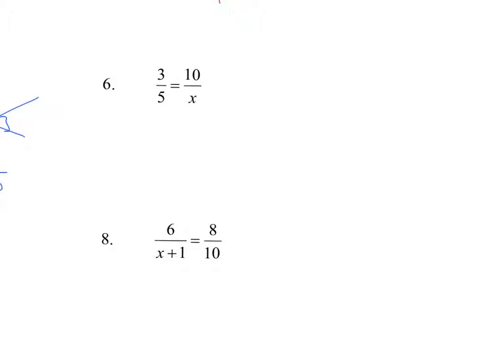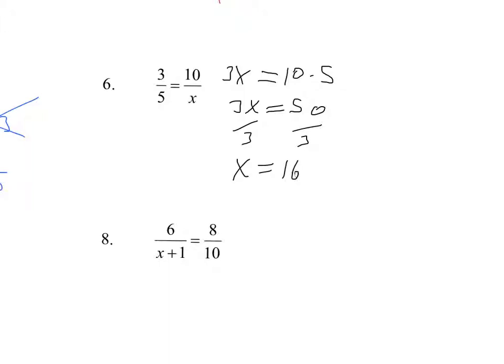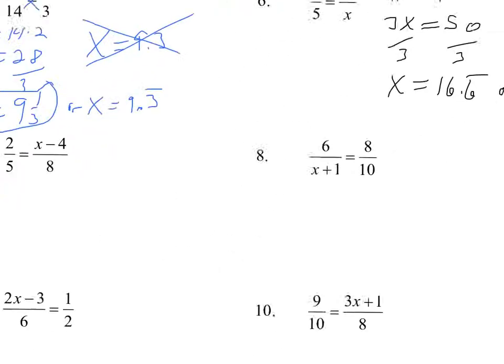Number 6, let's set this up the same way. 3x equals 10 times 5, which is 50. And then you divide both sides by 3. I think this is another one where it doesn't work out exactly evenly. Let me just type it in here. 50 divided by 3. Yeah, I get 16.6 repeating, or 16 2/3. Those are the same number. It's up to you just which way you want to write it.